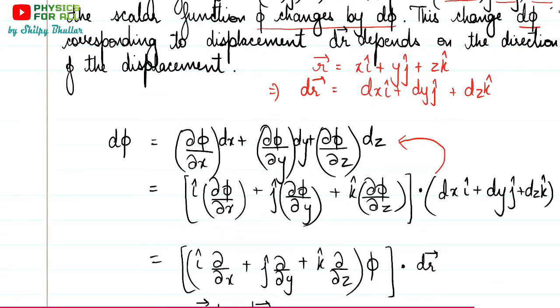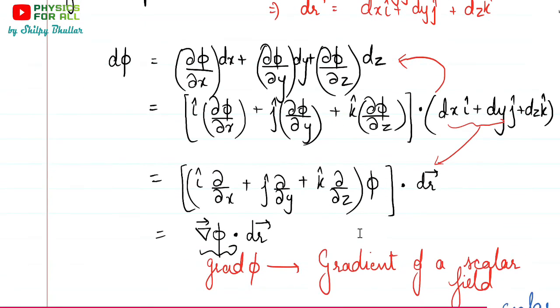Now let's see what we have next. This phi is simply a scalar function. You remember we started with phi, which is a scalar function. We can write it outside the bracket and we can just club this i cap curly by curly x together. And this definitely gives us the dr vector. And now what is this term? You know this, it is the del vector. So we are going to write this as del phi dot dr.